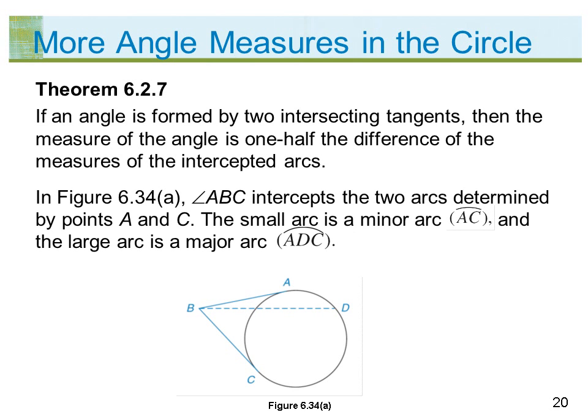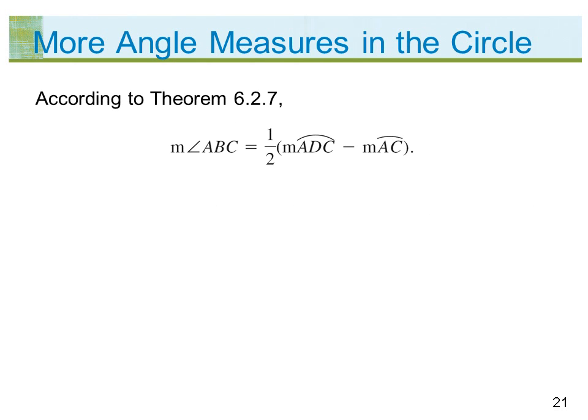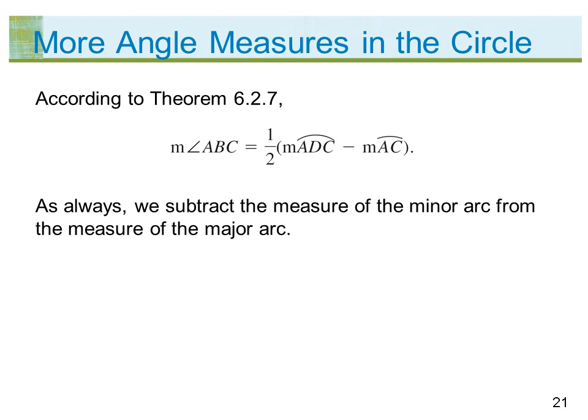In Figure 6.34a, angle ABC intercepts the two arcs determined by points A and C. The small arc is minor arc AC, and the large arc is major arc ADC. According to Theorem 6.2.7, the measure of angle ABC equals 1/2 the difference of the measure of arc ADC minus the measure of arc AC. As always, we subtract the measure of the minor arc from the measure of the major arc.